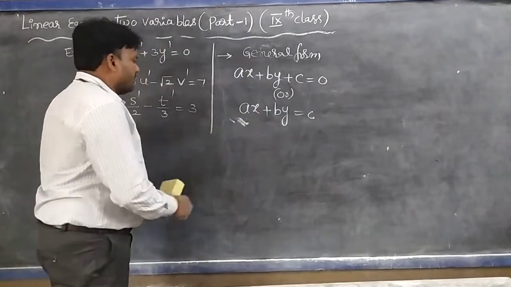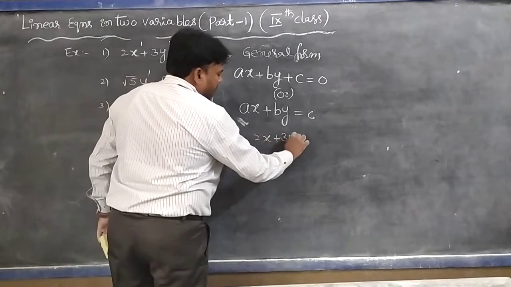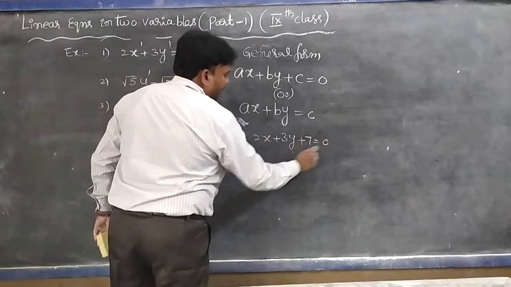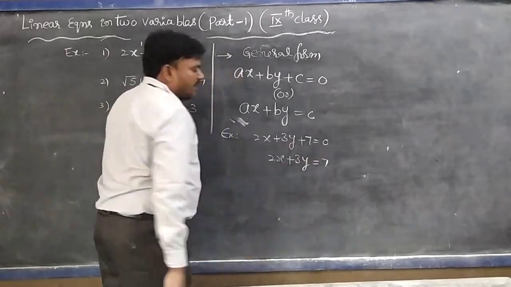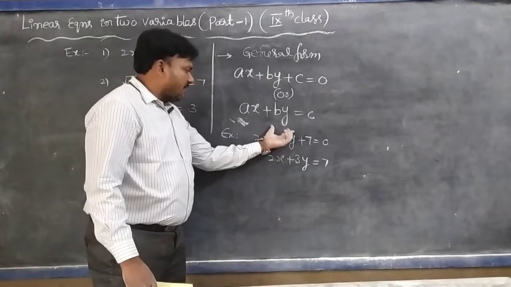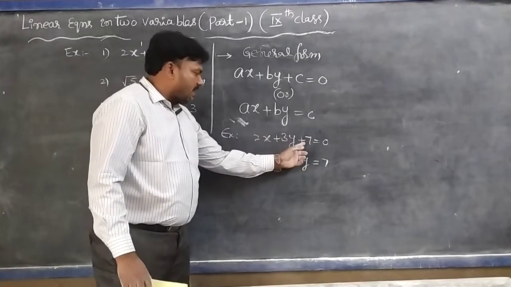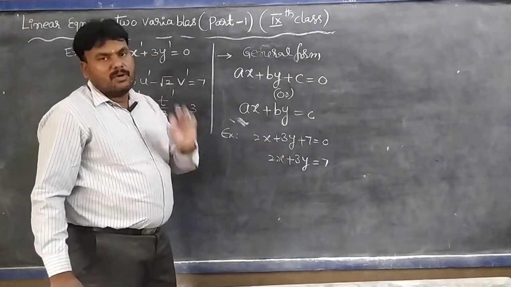For example, observe students: 2x plus 3y plus 7 equal to 0 and 2x plus 3y equal to 7. Both are linear equations in two variables. In that, the variables' power is the same. So the constant, either in the left position or the right position, whatever it may be, both are linear equations in two variables.